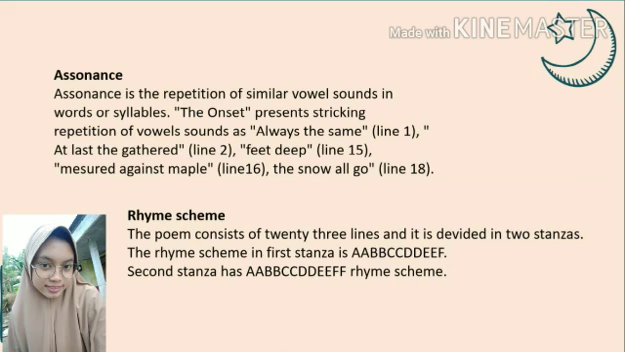Rhyme scheme. The poem consists of 23 lines and it is divided into stanzas. The rhyme scheme in the first stanza is A B B C C D D E E F. The second stanza has A B B C C D D E E F F rhyme scheme.